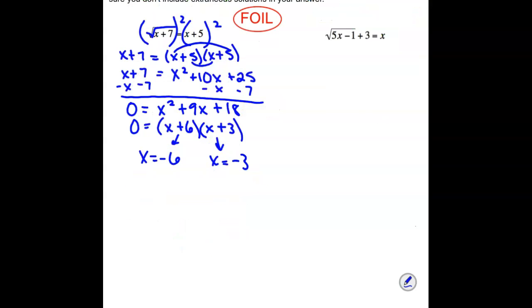All right, so now we definitely want to check these. We're going to check them in our original equation, which was the square root of something plus 7 equals something plus 5. Okay, I'm taking those x's out. I'm going to replace them, first of all, with a -6. Let's see what we get. -6 plus 7 is 1. Square root of 1 is 1. On the right side, -6 plus 5 is -1.